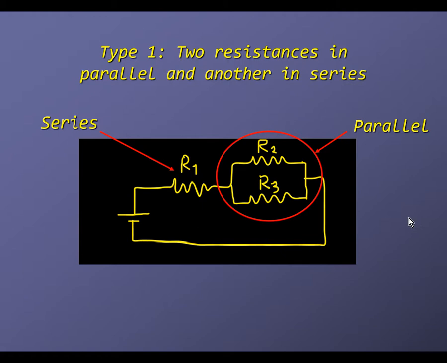So we have two main types. The type number one, I'm gonna call it just type 1, is a circuit with two resistances in parallel. You have them here surrounded by a red circle. These two, R2 and R3, are in parallel with each other, and there is another resistance, number 1, which is in series compared with the other two.